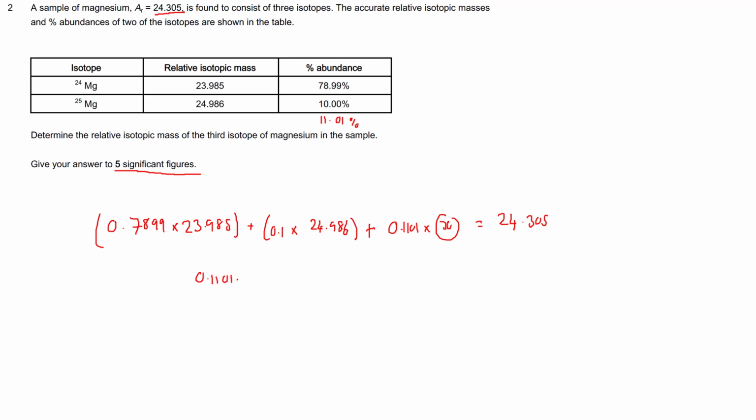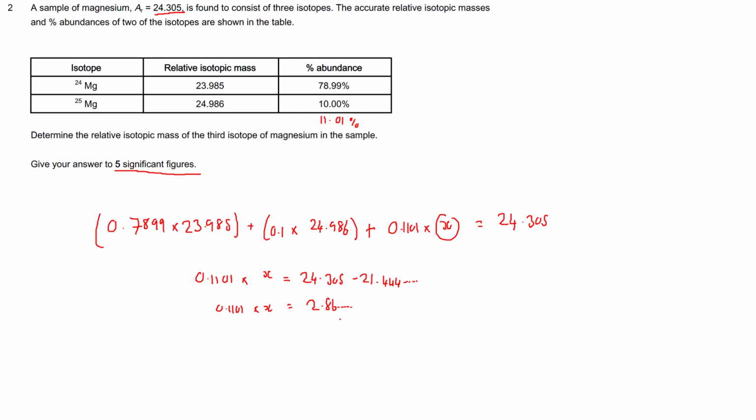So 0.1101 times x equals 24.305 minus 21.444, and there's a lot of calculator numbers there. Just keep everything on the calculator. I'll just do that on there now, minus the answer. You get 2.86, roughly 2.86. Again, keep the value on the calculator. I'm not going to write the whole thing out because it will take me ages. And then, once you've done that, it's just a matter of rearranging again.